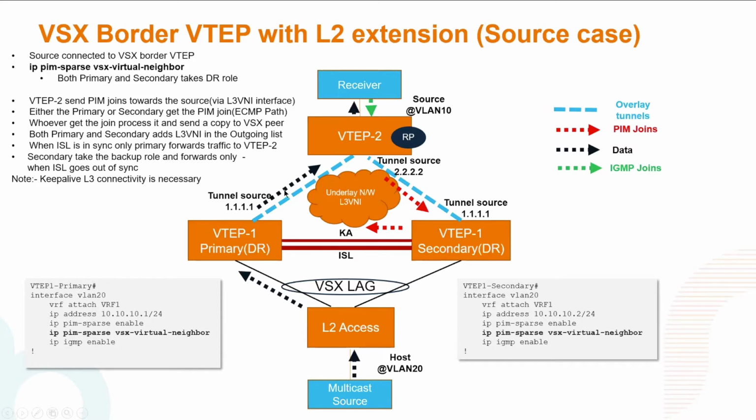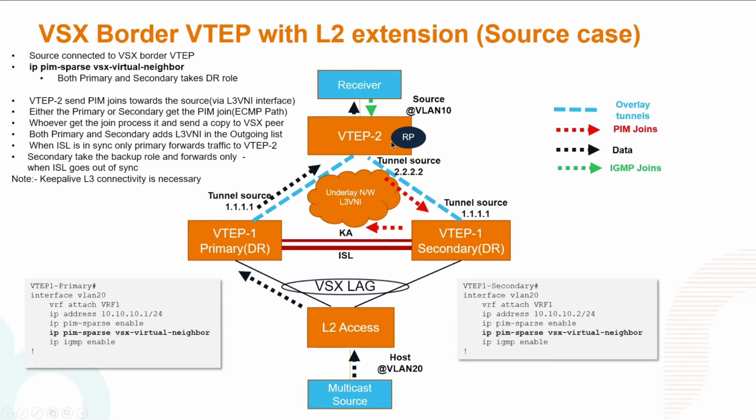In this topology, what we have to enable is IP PIM sparse VSX virtual neighbor. This particular configuration we have to enable on all the downstream VLANs where it is interfaced with the external network. This is the command which we need to ensure we have enabled on all the VSX pairs. The working principle is more or less the same as what I have told earlier.